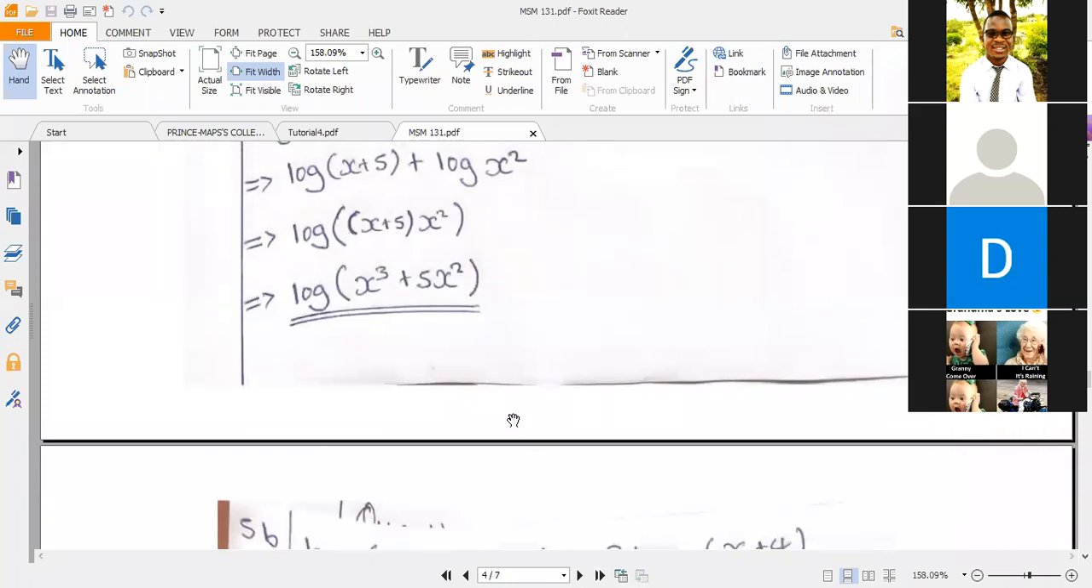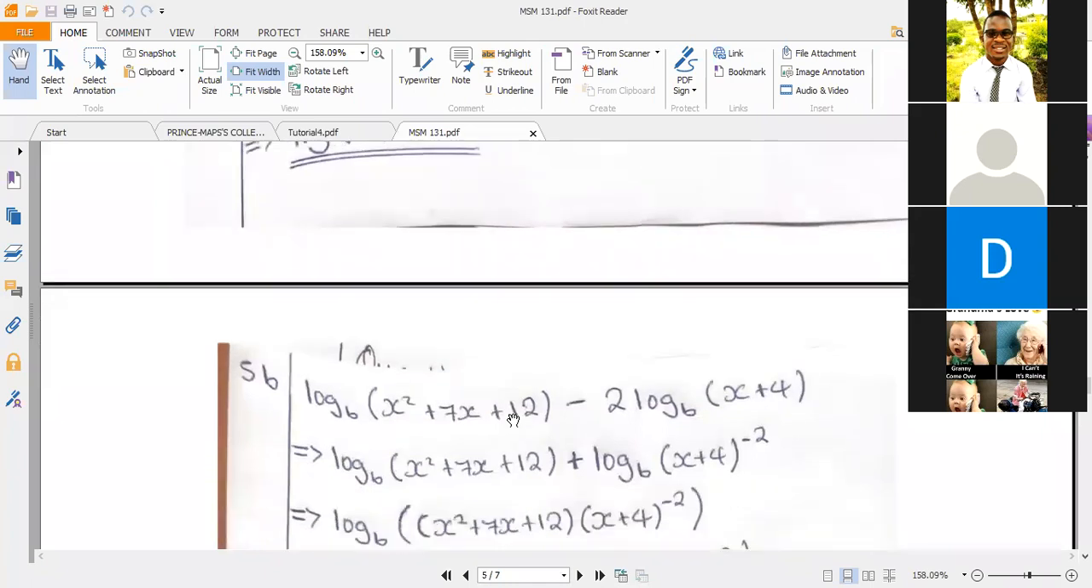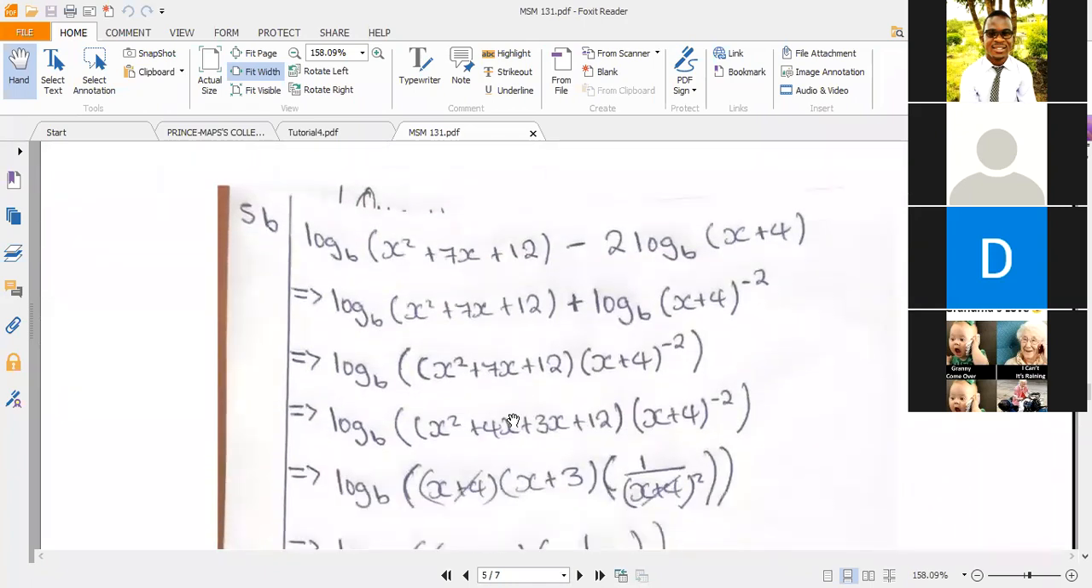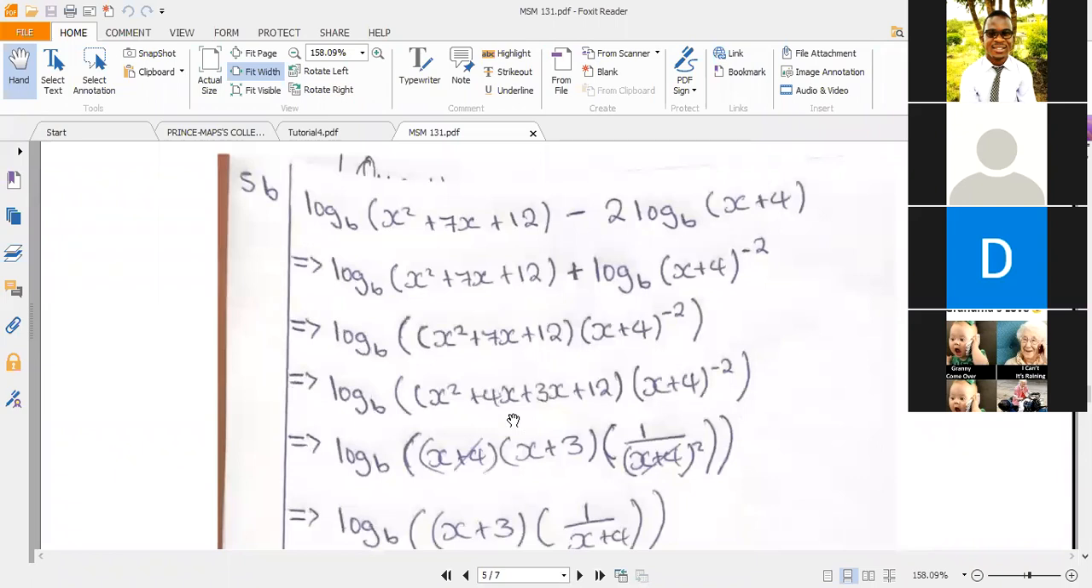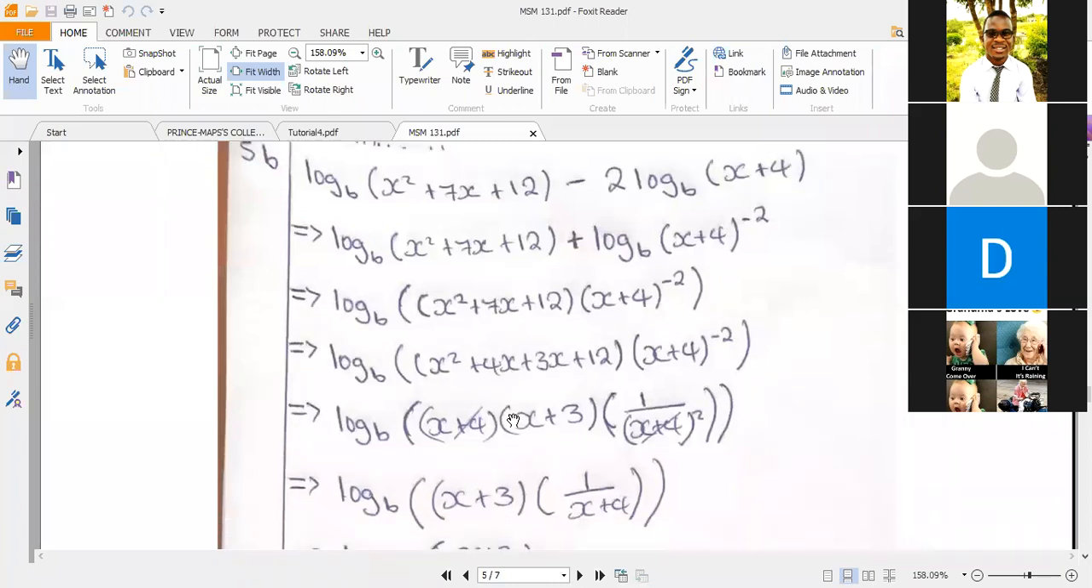Okay, let's proceed and see what we have. Question 5b, we have log b x squared plus 7x plus 12 minus 2 log b x plus 4. So we have log b x squared plus 7x plus 12 plus, we raise that to a power, it will be log b x squared plus 7x plus 12 plus log b x plus 4 to the power -2 rather.